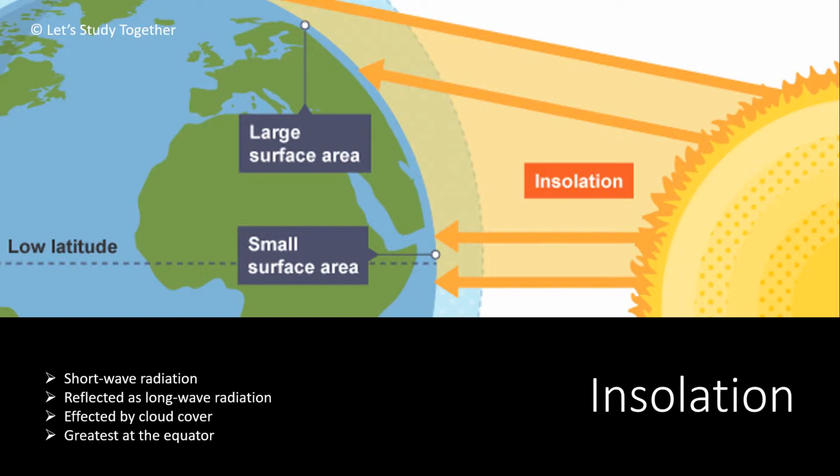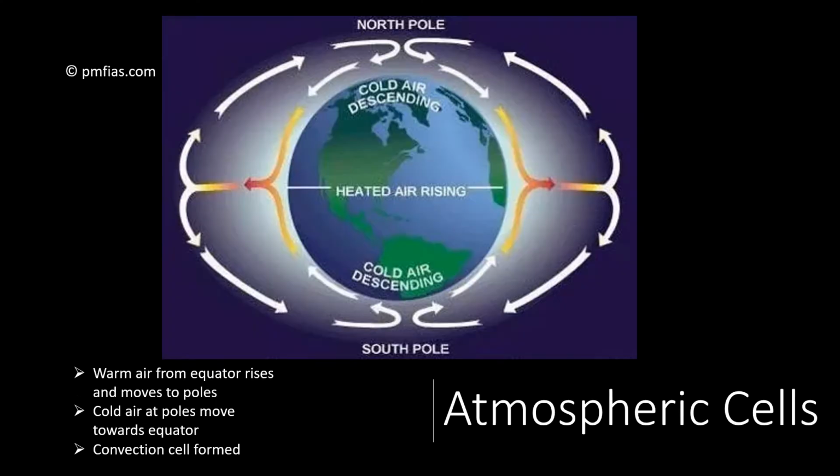Most of this thermal energy is absorbed at the Earth's surface, however some is reflected back into space. It is reflected as long-wave radiation, which causes atmospheric warming and provides a stable environment to support life. Insolation is affected by a number of factors, including cloud cover, however, is always at its greatest intensity at the equator.